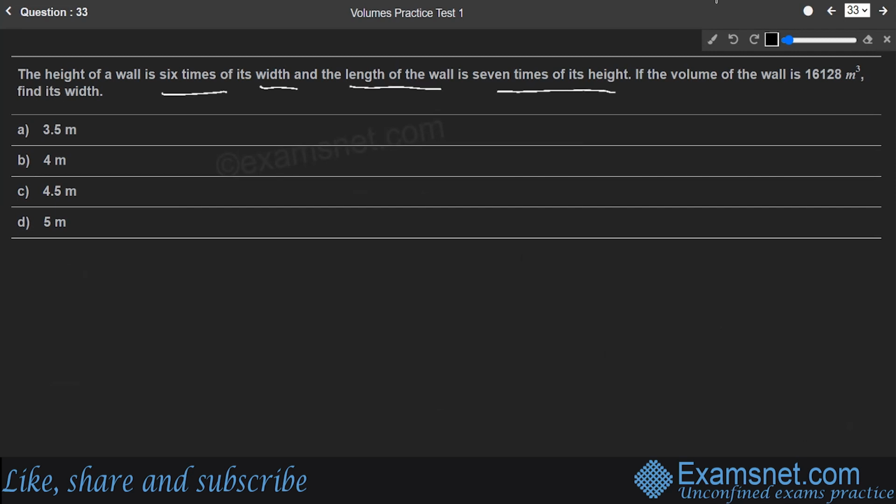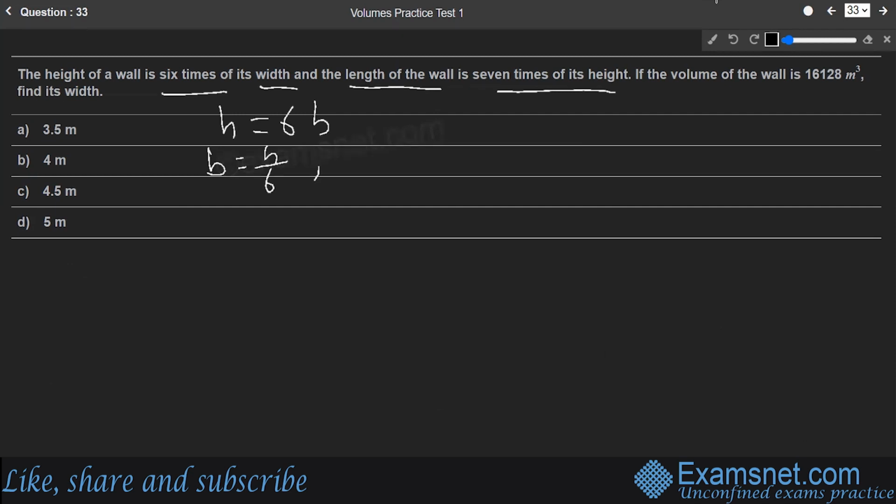So let's keep on using these connections. There is a wall, and obviously the wall is of a cuboid shape where the L, B, H are separate. He says the height of the wall is 6 times the breadth. So we can say height is 6 times the breadth or the width. Then the next thing he says, so we can write B as h by 6 for this.